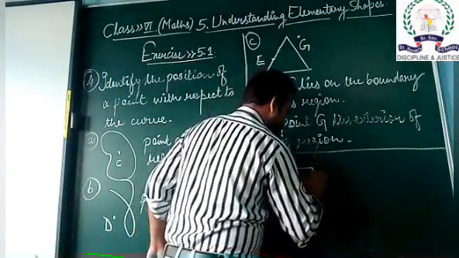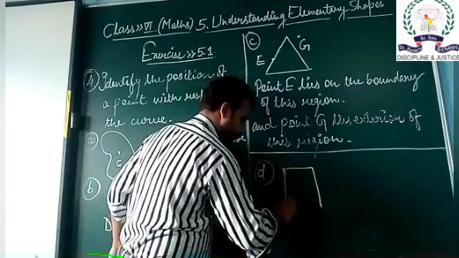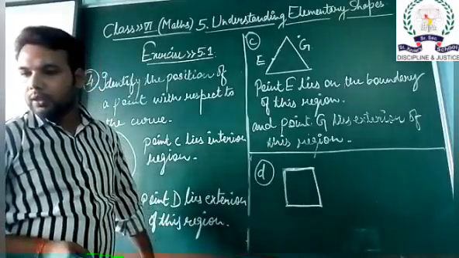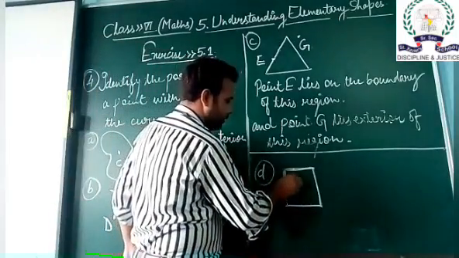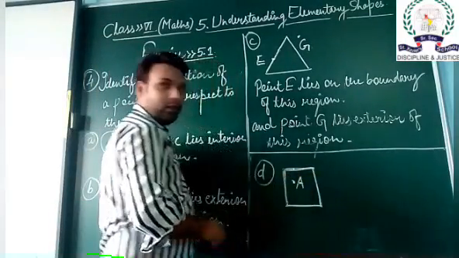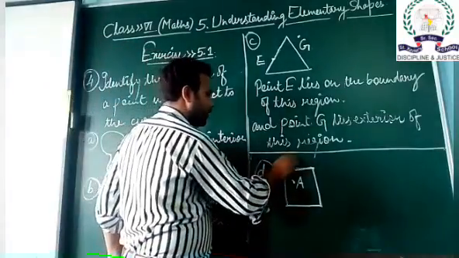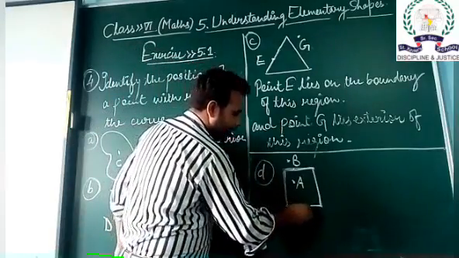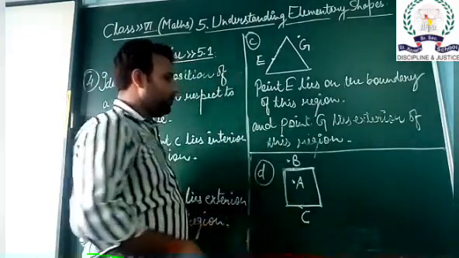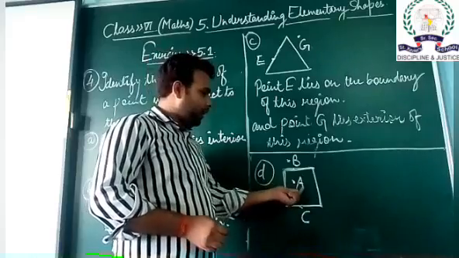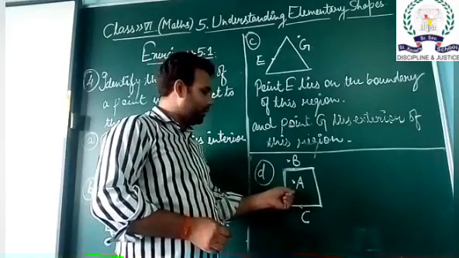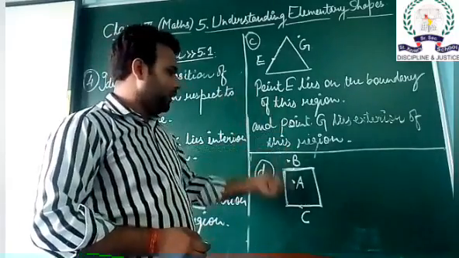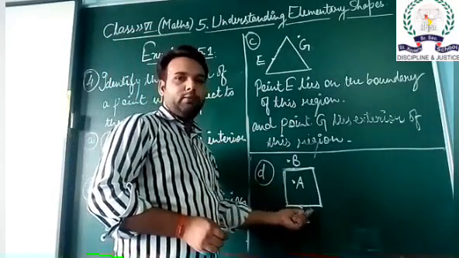A square type diagram is given. And here 3 points are given. A is given inside the diagram, B is given outside the diagram, C is given on the boundary of the diagram. It means you have to write as it is. A lies in the interior region, B lies in its outside region, and C lies on the boundary of this square.